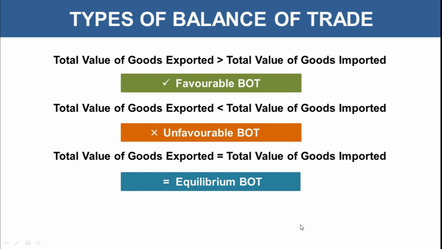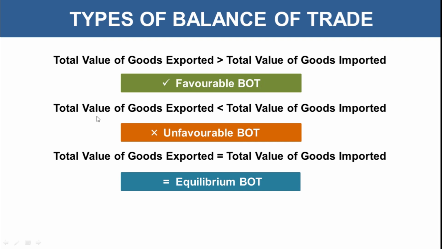Now let's talk about types of balance of trade. We already mentioned favorable, unfavorable, and equilibrium, but to make it clearer and so that you can memorize it, you can see over here. When the total value of goods exported is more than the total value of goods imported, it will be a favorable balance of trade. Because whenever a country is making exports, it is getting receipts, a cash inflow. However, whenever a country is making imports, it is making payments, which is a source of cash outflow. So when cash inflow is more than cash outflow, it will be a favorable balance of trade.